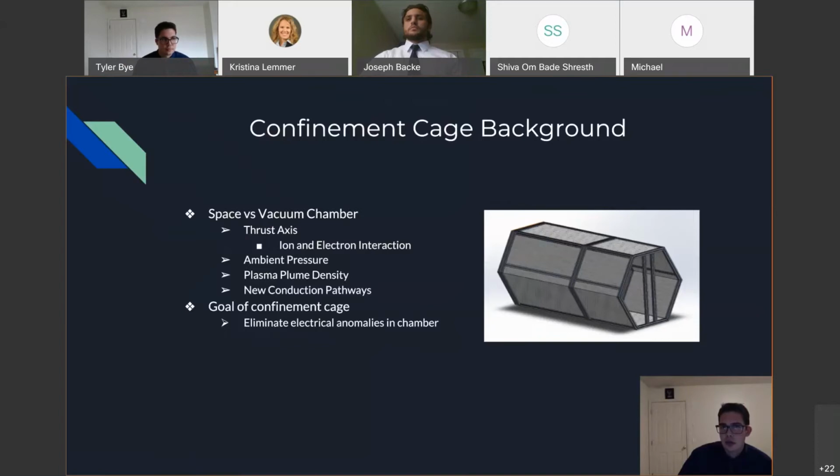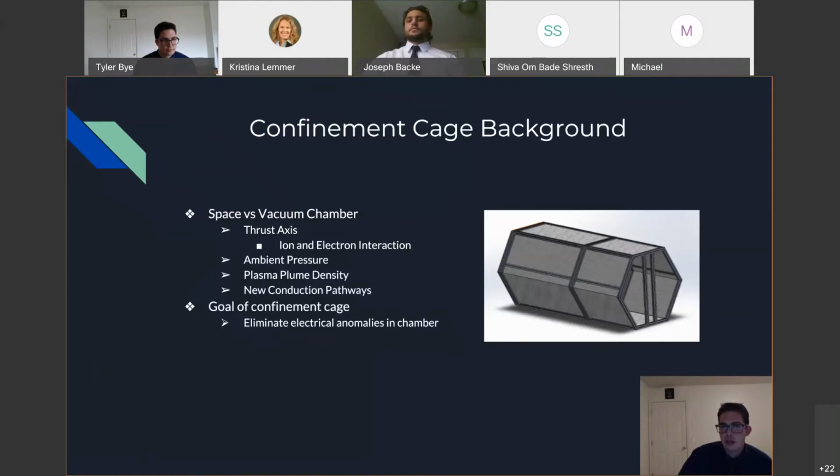Within the testing on Earth, there is a divergence in results from what would be expected to happen in space. Some of this divergence is known, and some of it's unknown. Some of the known divergence is the ion interaction. In space, the ion interaction is much stronger, and this holds the electrons to the thrust axis, whereas on Earth, the ion interaction isn't as strong, so the electrons are not going to be held as closely to the thrust axis. On Earth, the ambient pressure is going to be higher than that in space, and the plasma plume density is also going to be higher on Earth than that in space.